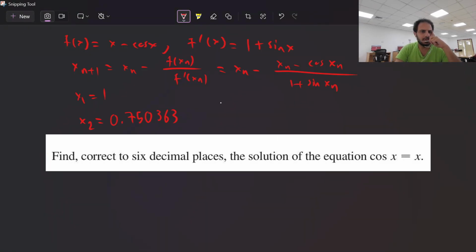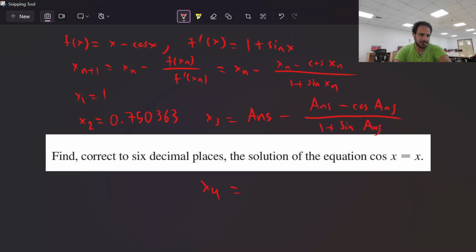Now the next step. If you are using your calculator, when you want to find x3, you don't keep substituting x2 here, then x2 here, then x2 here. You click answer, okay? And on your calculator, you click this. So answer minus cosine answer over 1 plus sine answer. Then x4, same idea. Answer. Is this clear? But me, I will use Control C and Control V.